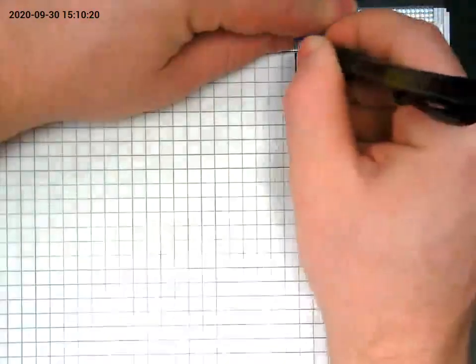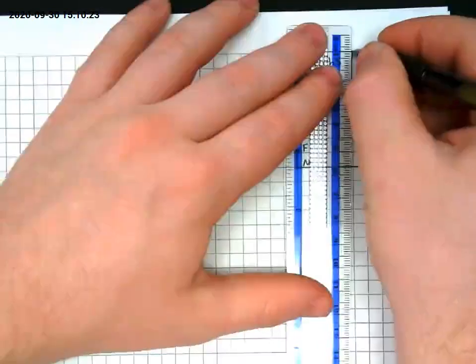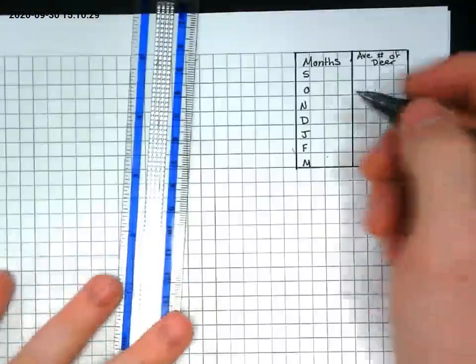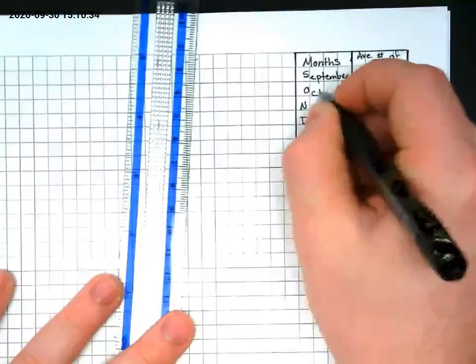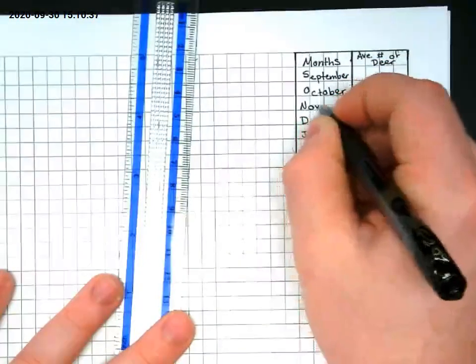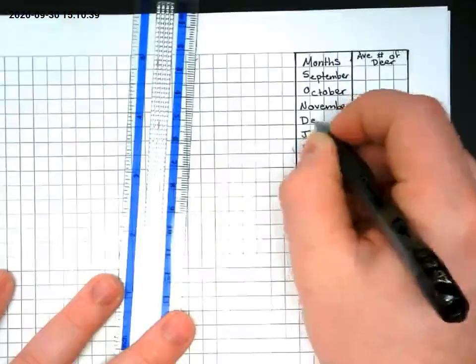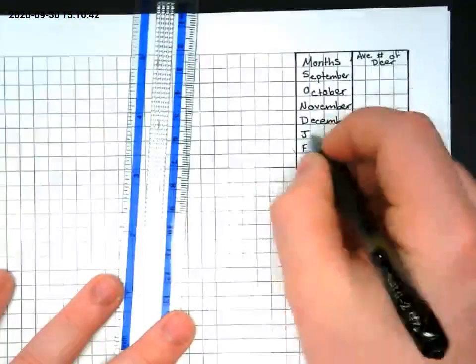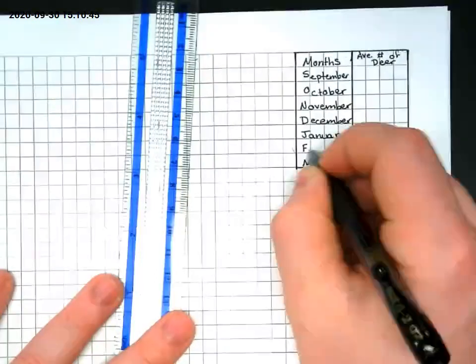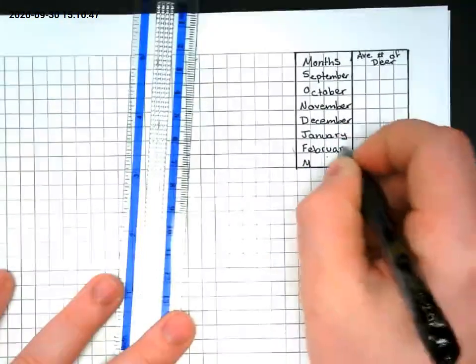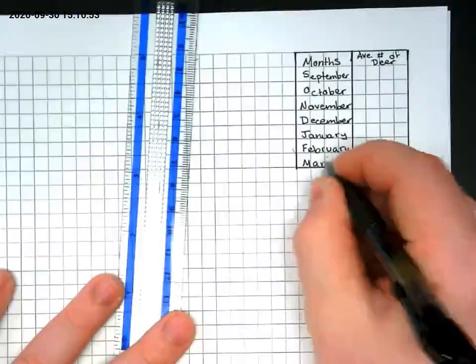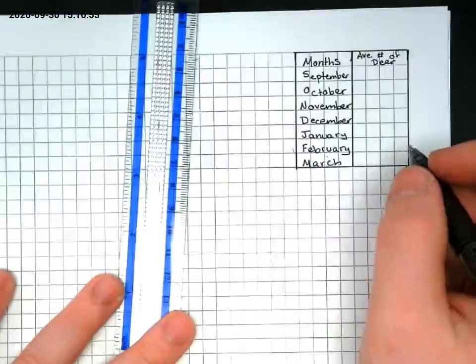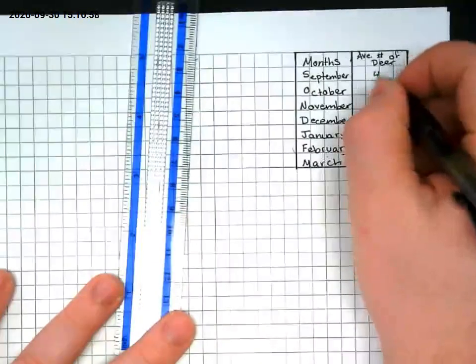That was kind of weird. Okay, so we did that. Now let's just fill this in. So September, October, November, December, January, February. It's weird how we pronounce it. Doesn't really match up with how we spell it. And then March.